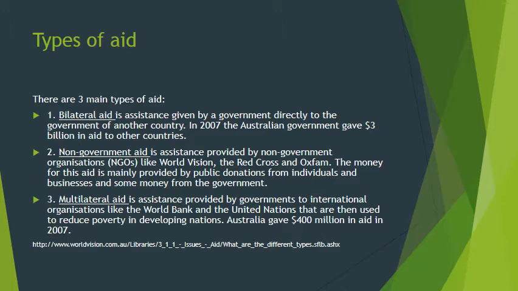The second type is non-government aid, and that's one we're going to be focusing most on today, and that's non-government organisations like World Vision who get money from businesses, individuals, donations, and then they help people in other countries. And the third one is multilateral aid, which is when governments give international organisations money to help reduce poverty. So Australia gave 400 million in multilateral aid in 2007.